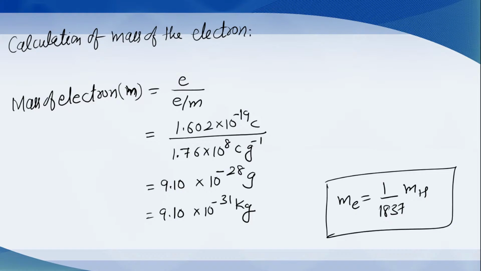We have already done its definition. That is, it is a fundamental particle present in an atom which carries 1 unit negative charge, that is 1.602 into 10 raised to power minus 19 coulomb, and negligible mass 9.10 into 10 raised to power minus 31 kg, which is 1 upon 1837 times the mass of hydrogen. In this way we have calculated the charge to mass ratio, the charge of the electron, and the mass of the electron.